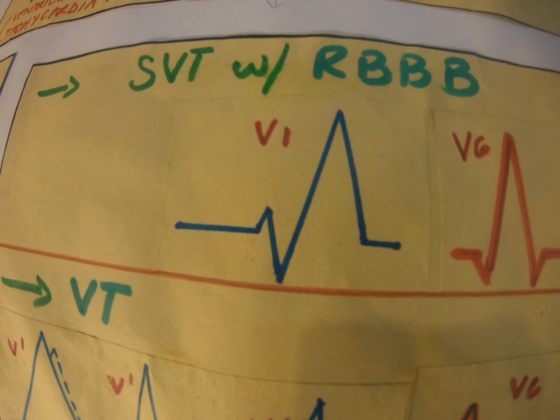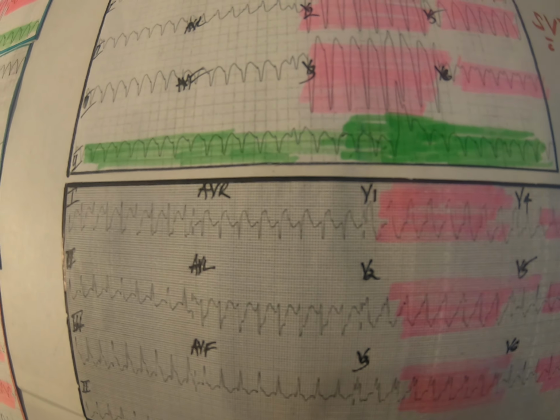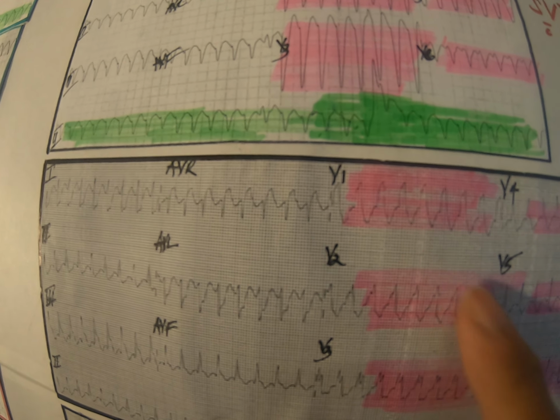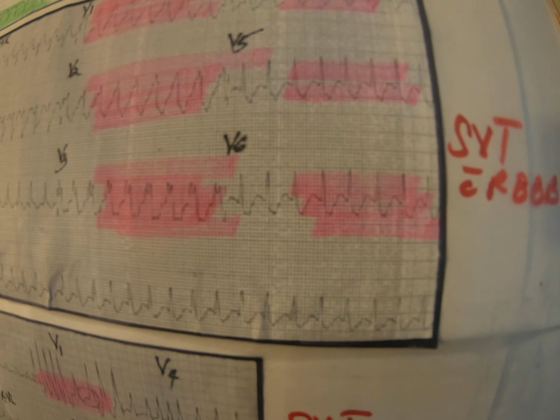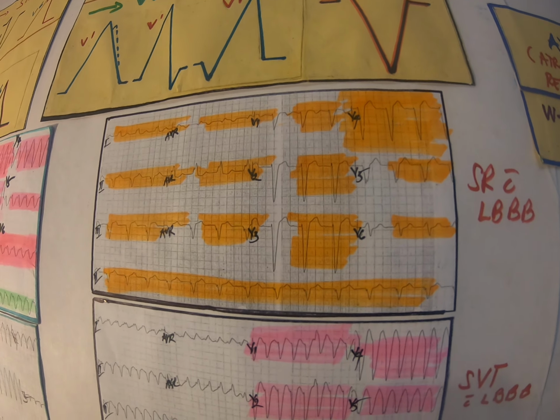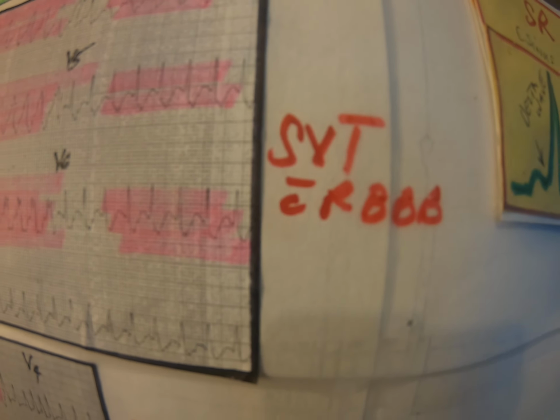That is triphasic. There's an RSR. There is an R, but it's kind of small here. But there's an R, there's an S and R. So that's the RSR. If you look at V6 here, it's upright. And if you look at this one, we have here an upright. But the rate here is fast. Okay, so this is just to show you. That's it. So that is SVT with right bundle branch block.